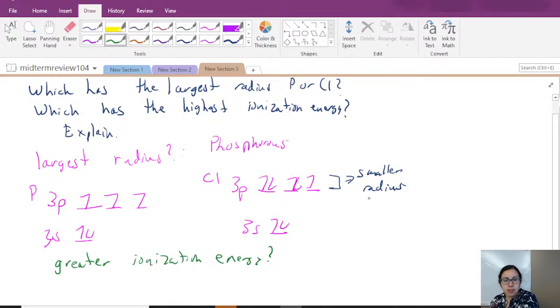You can use your radius answer to kind of help you. So then, which one would you have a harder time kicking off an electron? So what do we think?